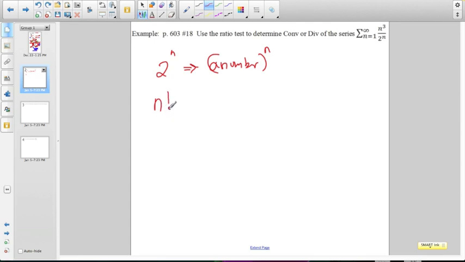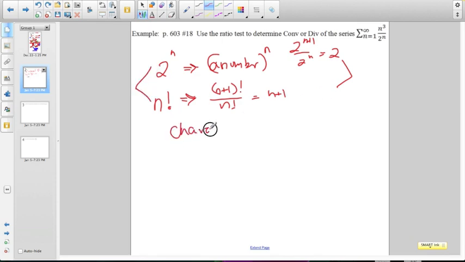Also factorials, because again we have that canceling effect. When we have something like n plus 1 factorial over n factorial, we have some nice canceling to get rid of that factorial, just like if we have 2 to the n plus 1 over 2 to the n, we have a nice canceling effect that gets rid of the powers. So these are all characteristics that we should look for in order to tell us that we should be using a ratio test, because we get some really nice canceling.